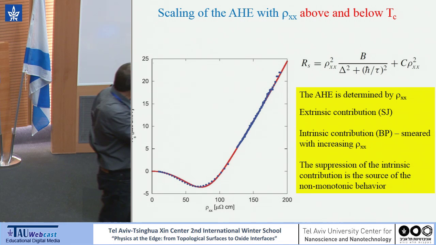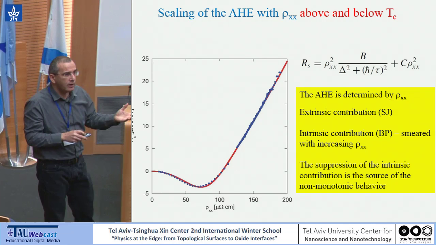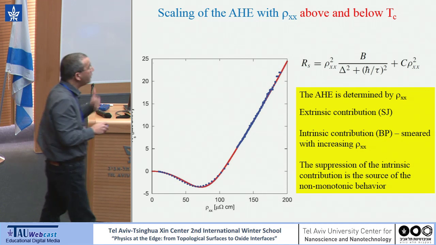So the model that we are suggesting is that we have here two contributions. We have a contribution which is a side jump, which is an extrinsic contribution and will give you a dependence on rho squared. But we also have a Berry phase contribution, an intrinsic contribution, which will also give you a dependence on rho squared.